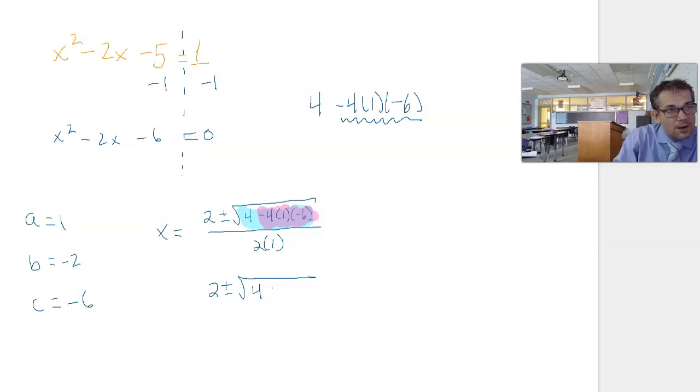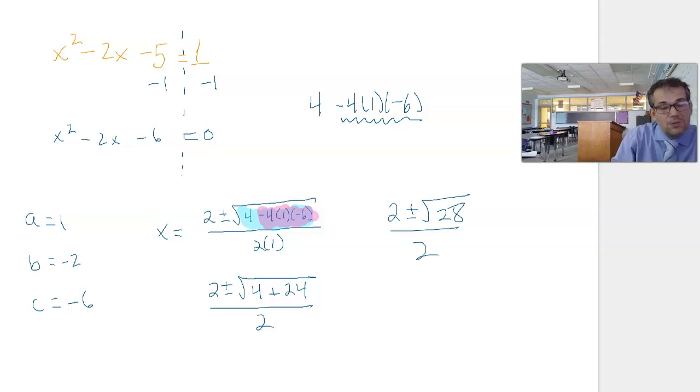So I get 4 plus 24 all over 2. 4 plus 24 is 28, so I get 2 plus or minus the square root of 28 all over 2. That is a nasty, nasty decimal.